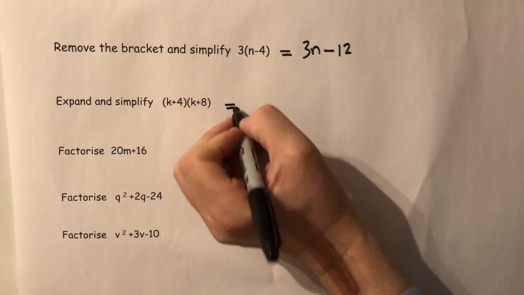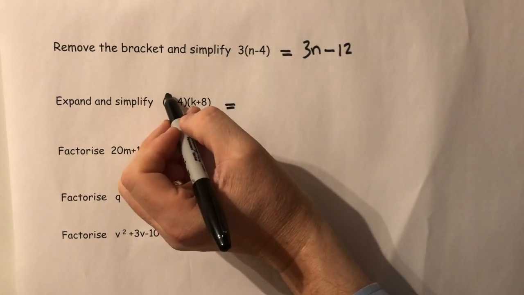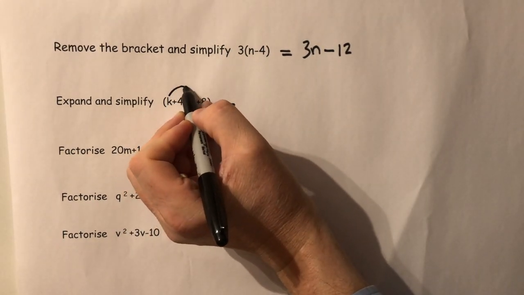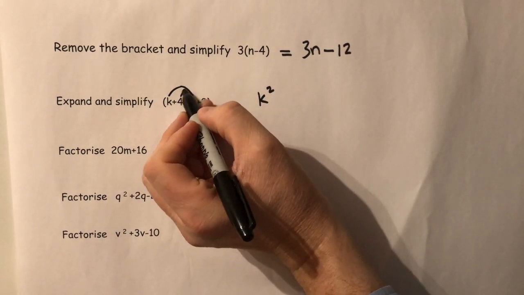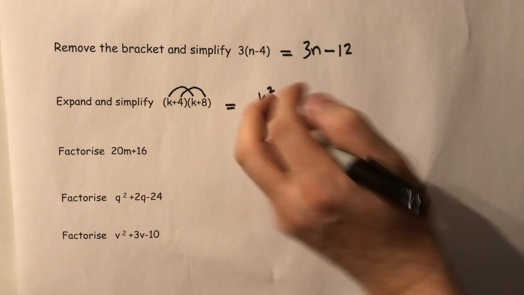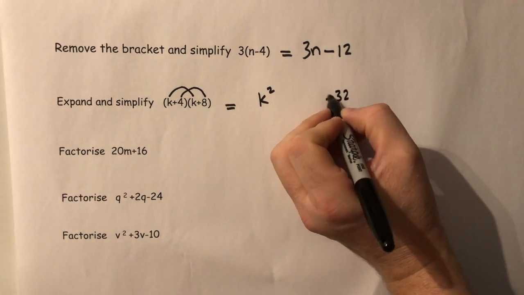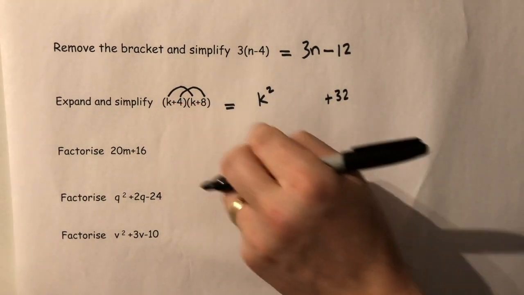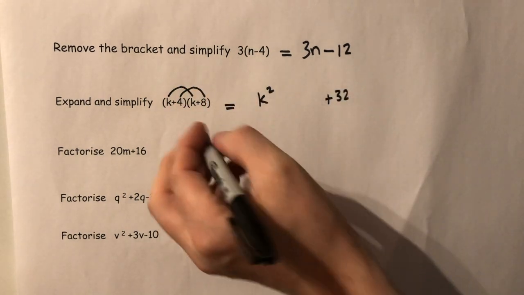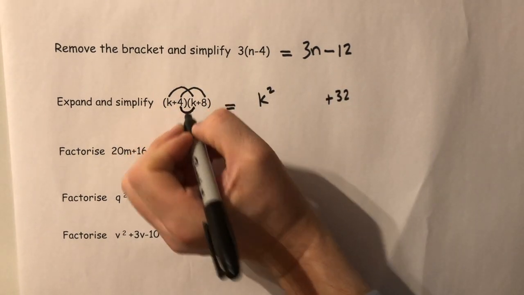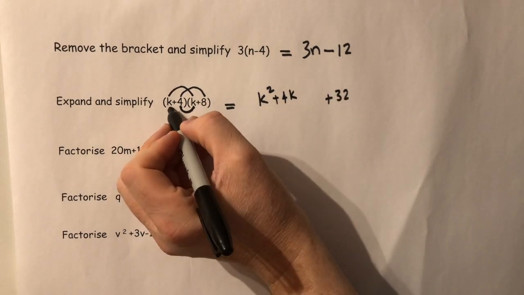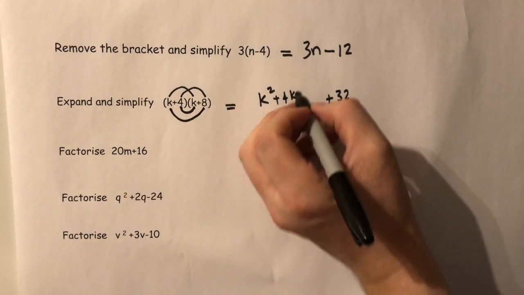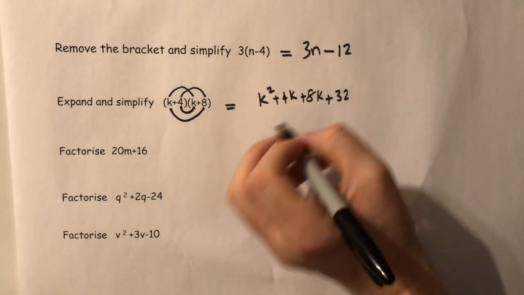A bit more complicated when I've got 2 brackets. There are several ways to do this. I tend to adopt the eyebrows, mouth and chin approach. K times the k, so k squared. 4 times the 8, 32. And it's positive 32 because of plus sign and plus sign. So they're classed as the eyebrows. 4 times the k is 4k. And k times the 8 is 8k.